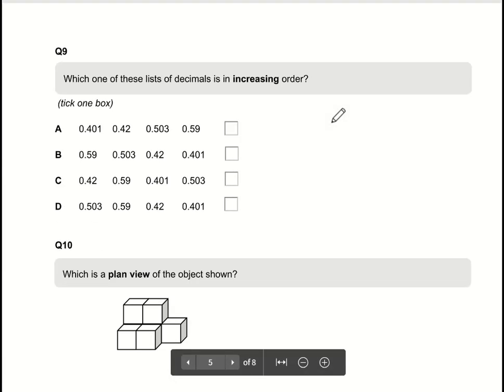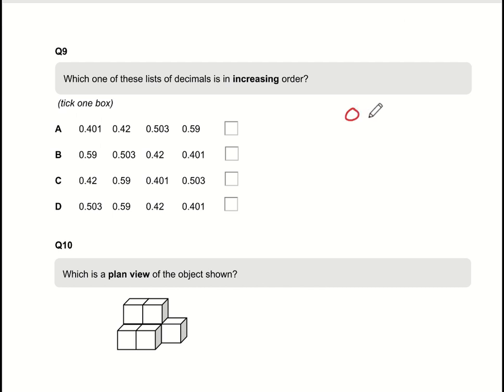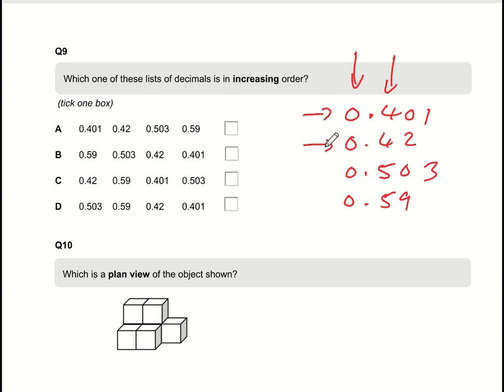Question number 9. So first of all, what I'm going to do is write these decimals out. 0.401, one above the other. 0.42. 0.503 and 0.59. In the units column we can't tell them apart because it's all 0. Now if I look at the tenths, I've got 4s and 5s. So one of these two numbers must be the smallest. So I'm going to look in the hundredths now. Well, 0 is less than 2, so 0.401 is the smallest, and the next smallest is 0.42.